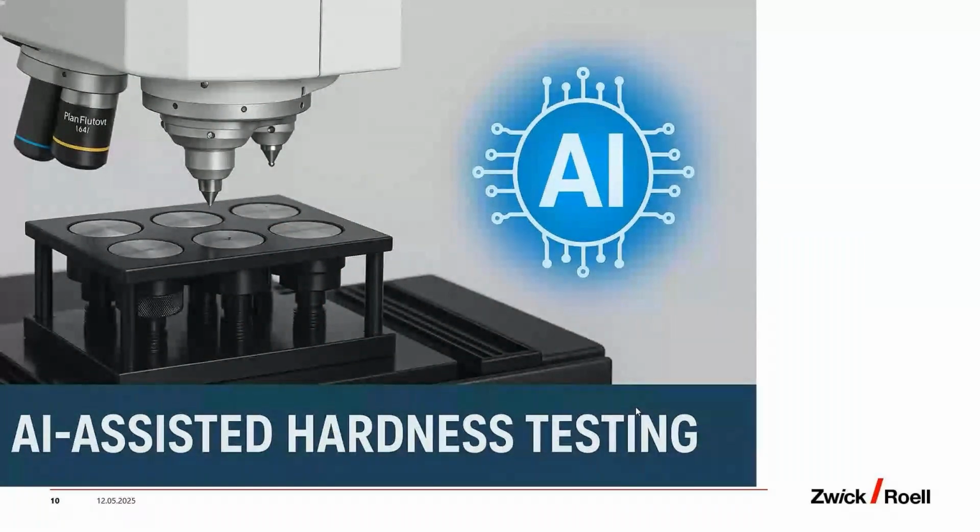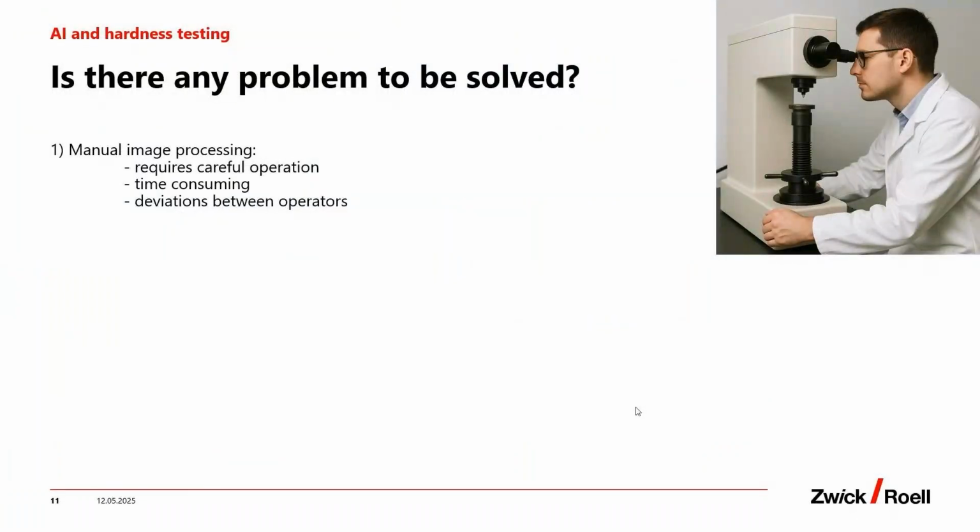So now we are going from the general world of artificial intelligence, which maybe everyone of us uses from day to day, to what we have in hardness testing. We want to assist everyone who is working with a hardness tester by the use of an AI-based system. But which problem do we want to solve? Let's get back a little bit in history.